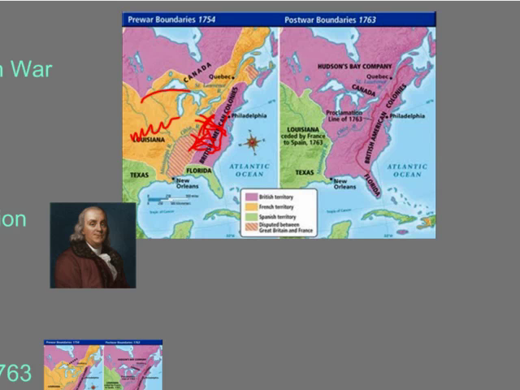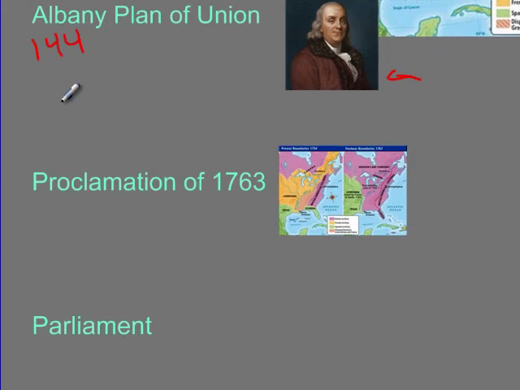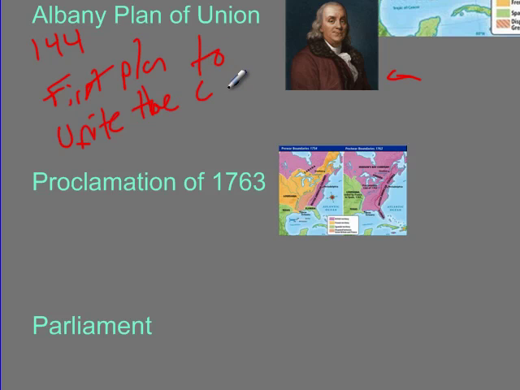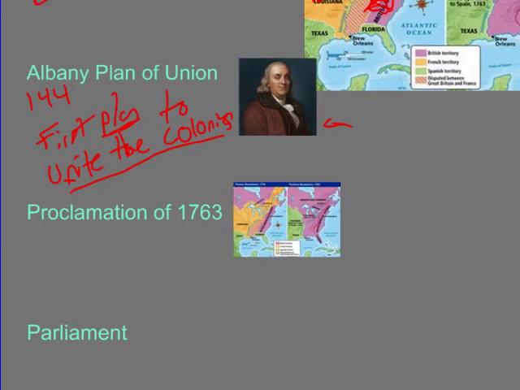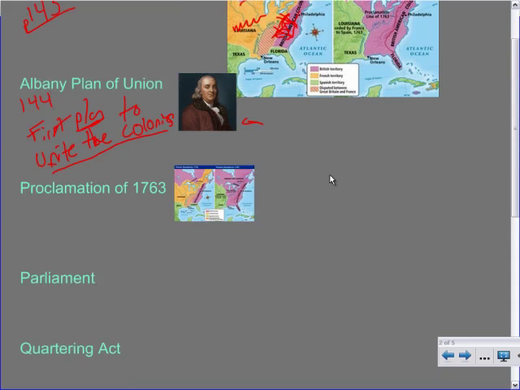Benjamin Franklin, who is this guy down here, he suggests the Albany Plan of Union, which is on 144. It is basically the first plan to unite the colonies. And it's a plan. They don't go through with it because the colonies don't want to lose their power. But he thinks that we're never going to win this war if we don't work together, if we don't unite.